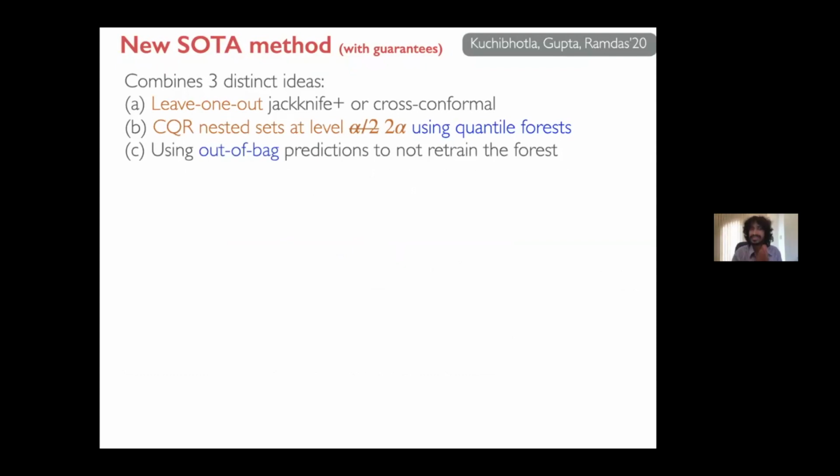So it combines three distinct ideas. The first one is don't split, don't do full. We should use leave one out kind of ideas. Do leave one out, Jackknife plus or cross conformal. I haven't defined cross conformal, so let's say we want to use Jackknife plus kind of ideas.